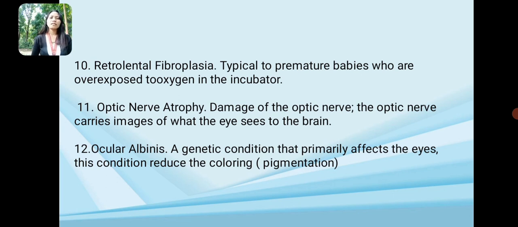The next is retrolental fibroplasia. It typically affects premature babies who are overexposed to oxygen in the incubator.